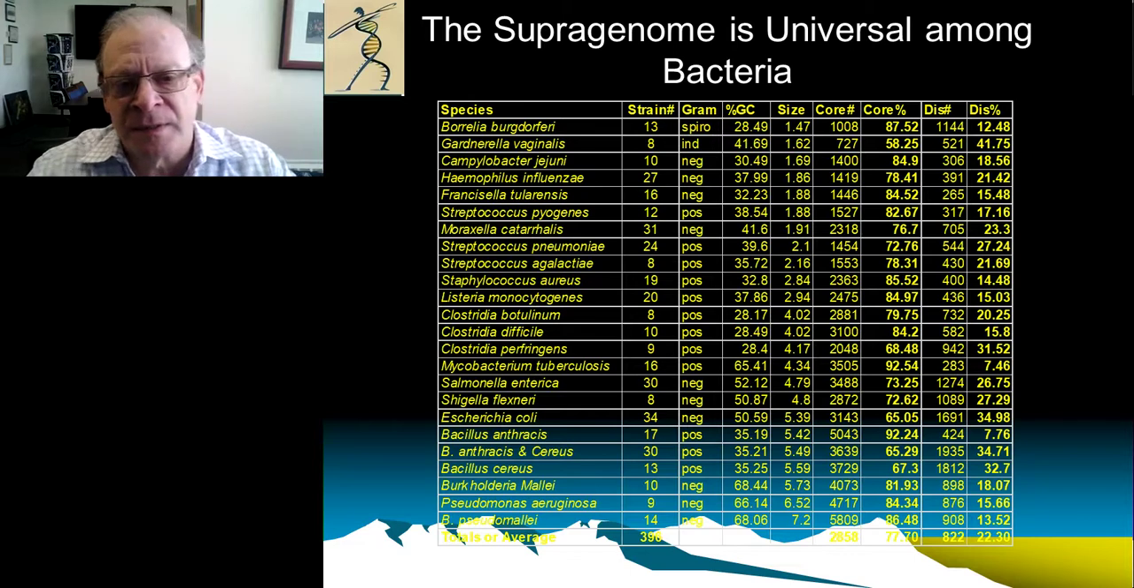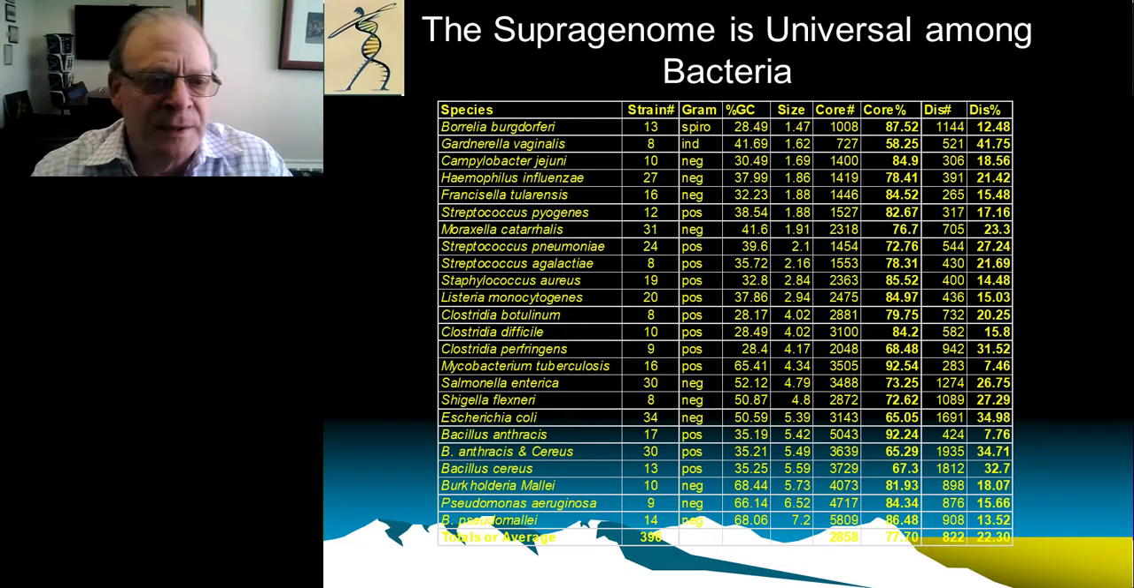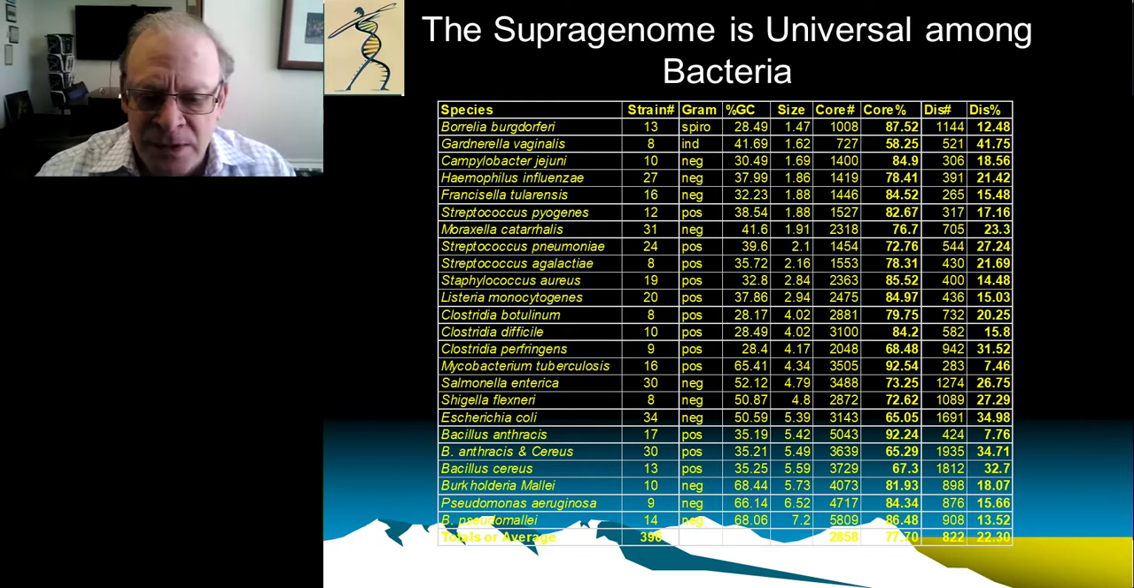And this is just tabular data for 24 different bacterial species. You can see that, independent of gram stain, low GC to high GC, large genome size or small genome size, if we look just down here at the bottom, which is an average across all species, 22% of the genes in every strain of every species we look at are distributed.